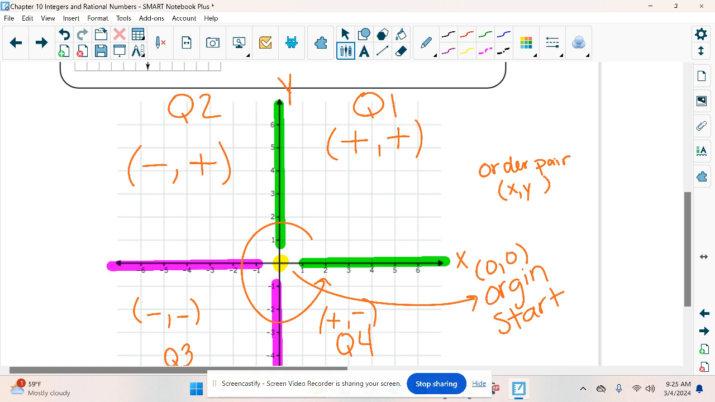Start at zero, left or right, then go up or down, plot the point. Alright, one more time.